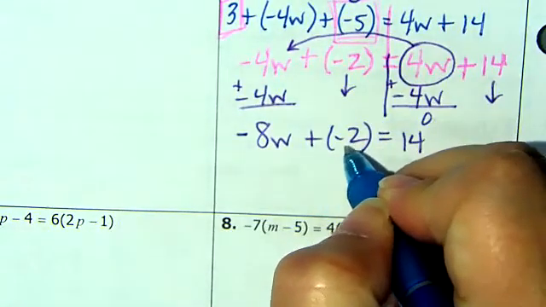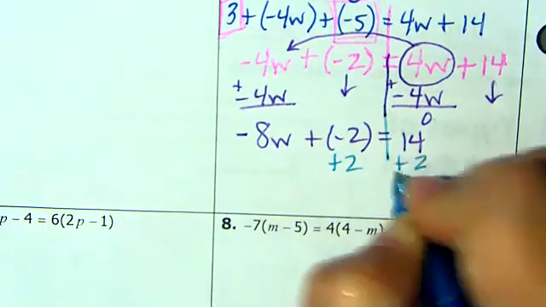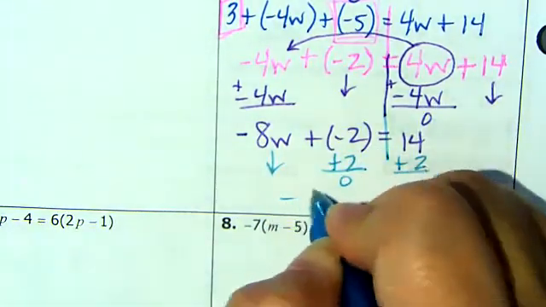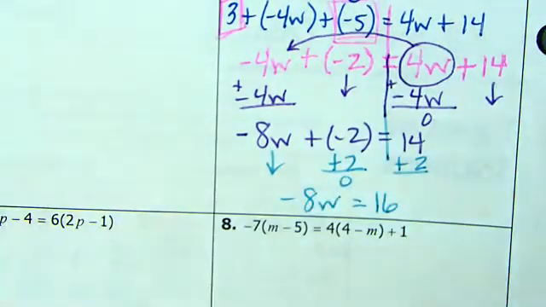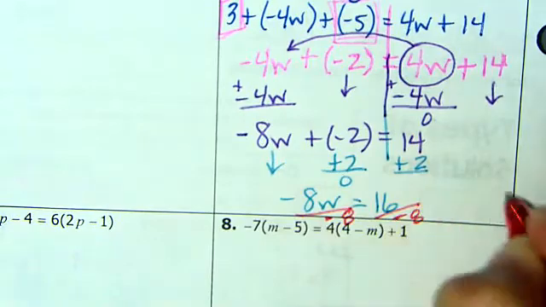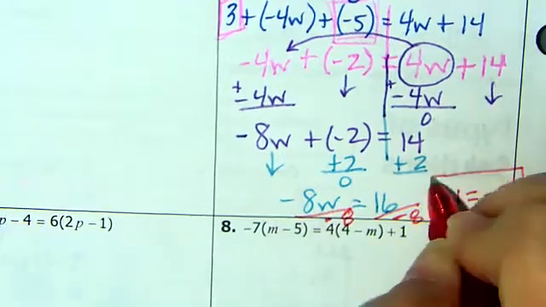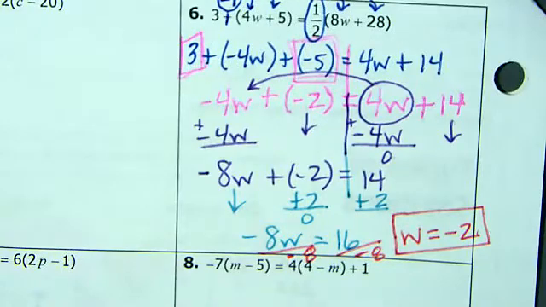And now I continue to solve. That's a -2. I need to get it to 0. So I'm going to add 2 to both sides, because now this equals 0. Bring down the rest. So I have -8w equals 16. And now I divide by -8 to both sides, and I get w equals -2 as my final answer. And since it's one solution, I can plug it in and check. When it's no solution or infinitely many, you can't check.